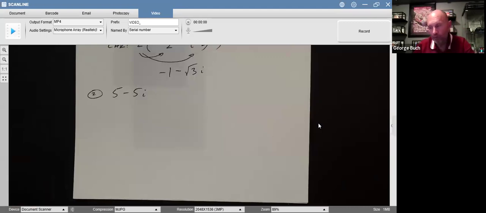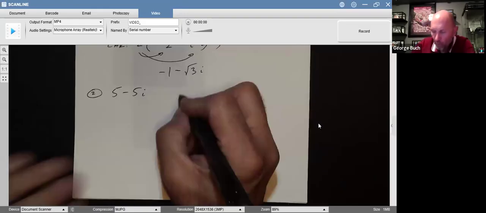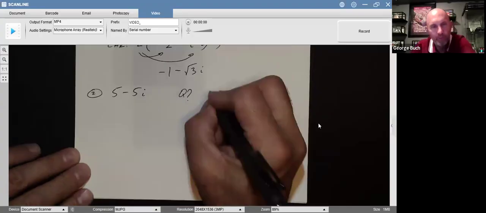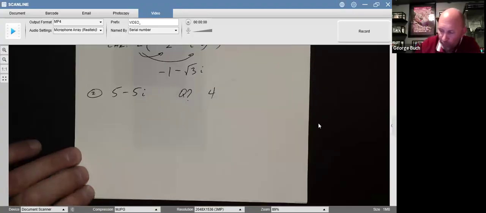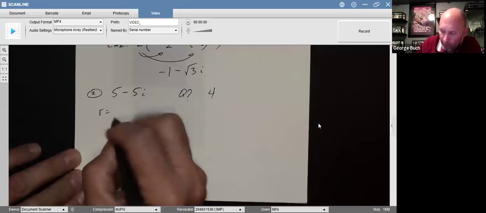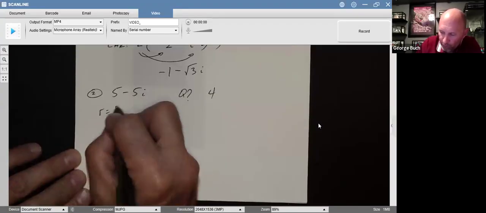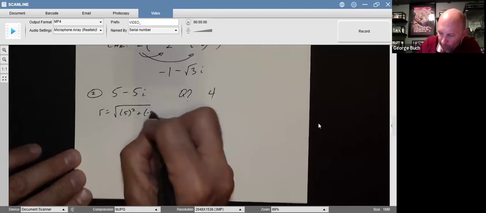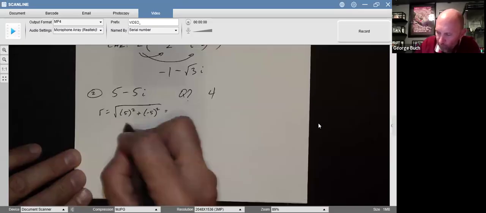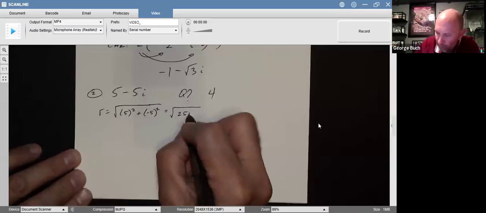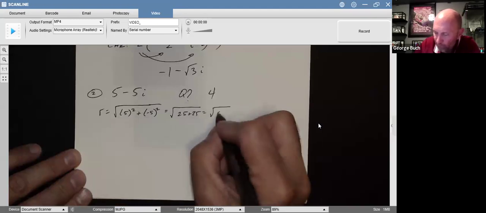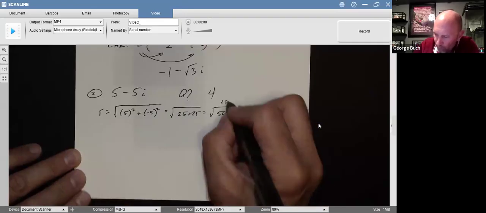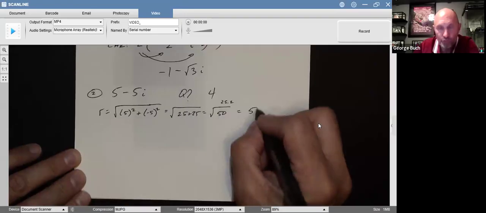So, as always, which quadrant am I in? Well, A is positive, B is negative, so that's quadrant 4. So my theta better be from quadrant 4. So first I need my R, which is square root of 5 squared plus negative 5 squared, which is square root of 25 plus 25, which is square root of 50. And this is like 25 times 2. So I can convert this to 5 root 2.